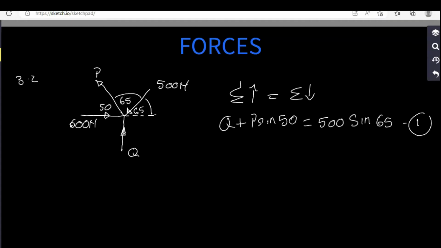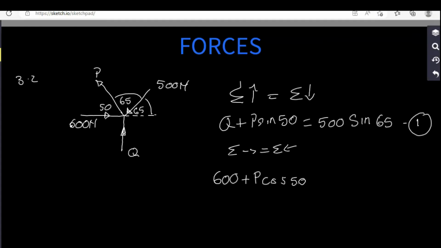And then we are now going to deal with the horizontal. Let's say the sum of the forces going to the left is equal to the sum of the forces going to the right. We are going to start with the forces that are going in that direction. We have 600 and we have the component of P. The component of P will be going to the left hand side, since it is pointing away from this point. It will be positive P cos 50.